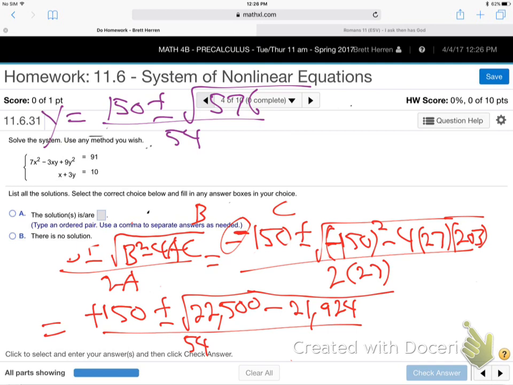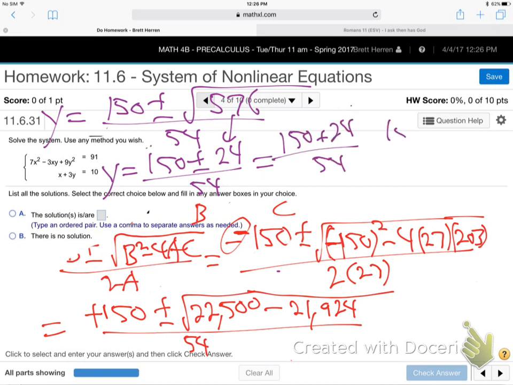So y equals 150 plus the square root of 576. This is the moment of truth, when you know whether it's coming out clean or not. It's nice, you're right. It must have been factorable. The root of 576 becomes 24, clean. As soon as you see that, you go, oh, it was factorable, I just missed it, which is fine. So now you do the two options: 150 plus 24 over 54 and 150 minus 24 over 54, which is 174 over 54 and 126 over 54.